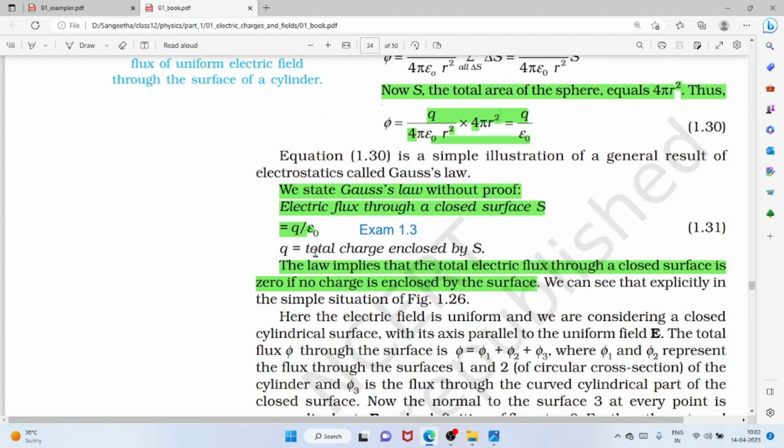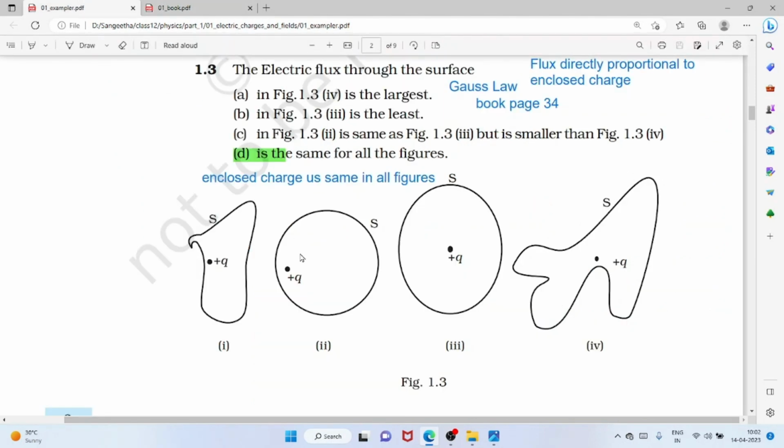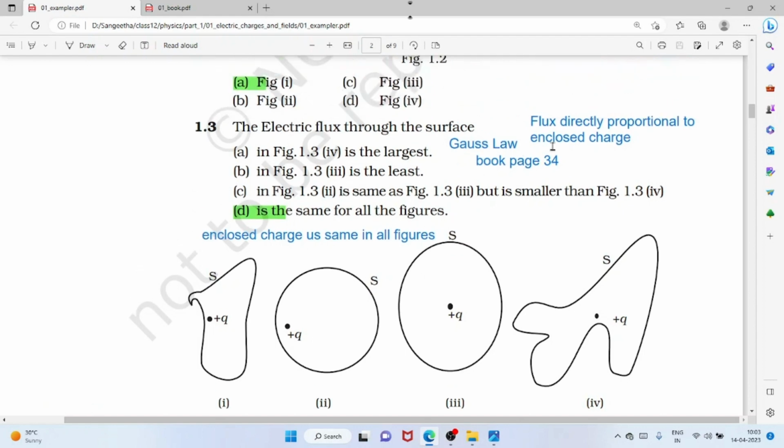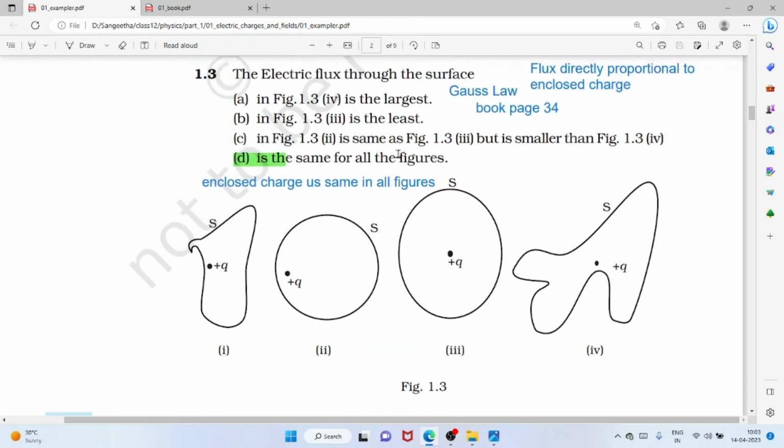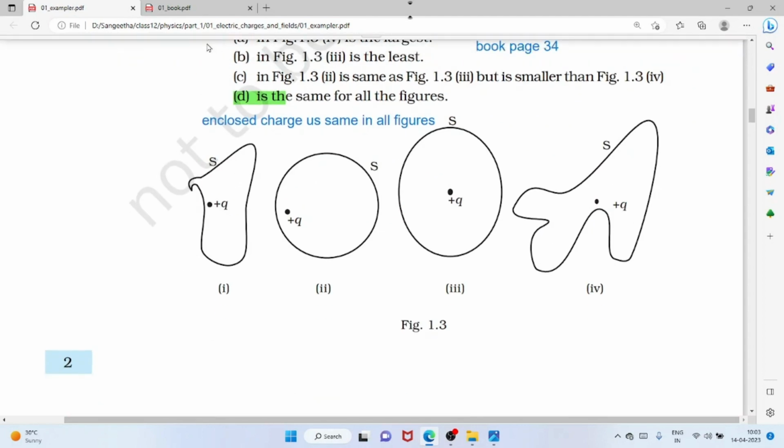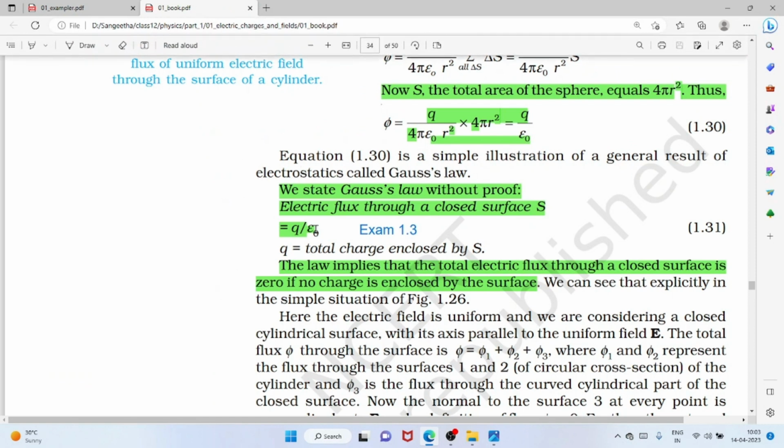See, Gauss's law says flux is Q enclosed by epsilon naught. The Q enclosed is the same in all the figures, because the charge enclosed is the same in all the figures. So the electric flux will be the same in all the figures. Flux is directly proportional to the enclosed charge. Directly proportional means if you increase the charge, then the electric flux will increase as per this formula.